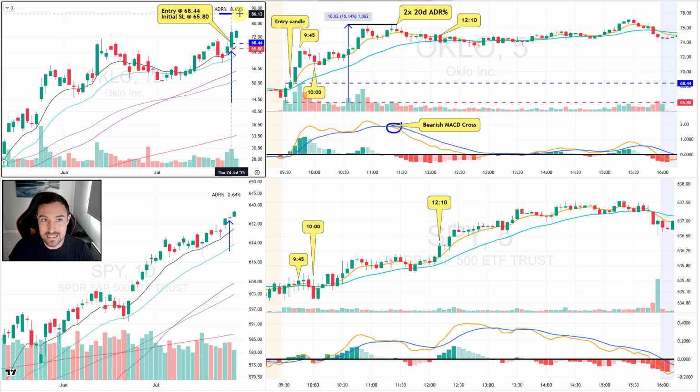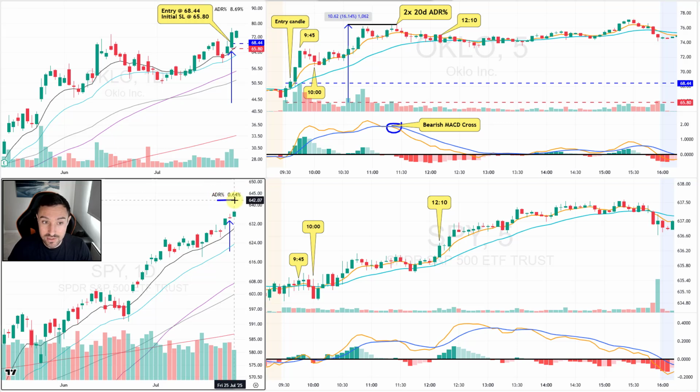So this is the 20-day average daily range percentage of Oklo. That is from the low of the day to the high of the day, excluding gaps. So that tells you the average daily range is 8.69%. If you'd like a reference, the SPY is currently 0.64%.